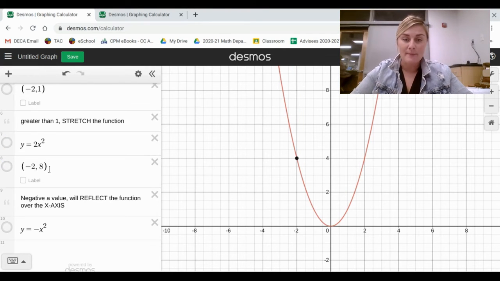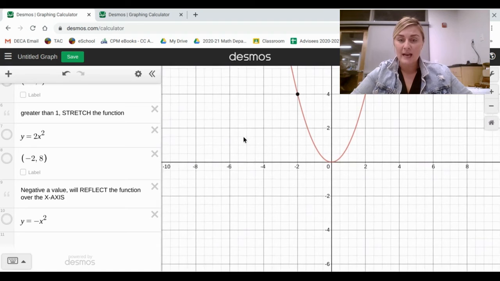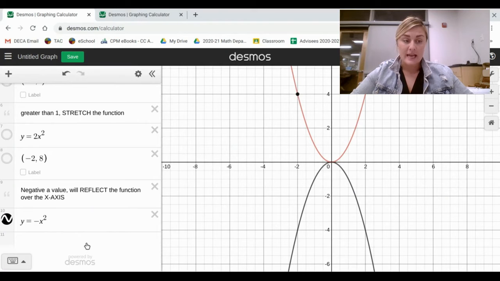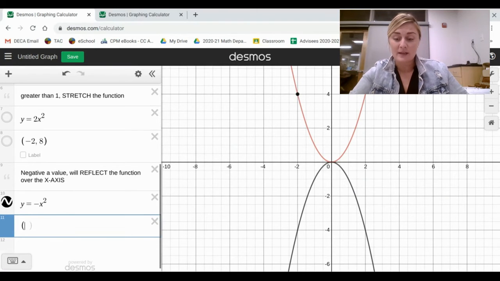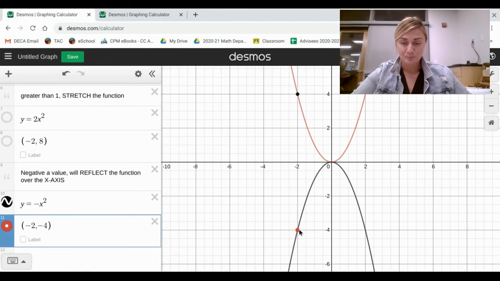Lastly, we're going to look at what happens when we put a negative number in front of my x squared, or we have a negative A value. Okay, a negative A value will reflect across the x-axis. So as you can see here, my point of -2, 4 has now become -2, -4. It has just reflected across my x-axis. So this all has to deal with our A parameter.